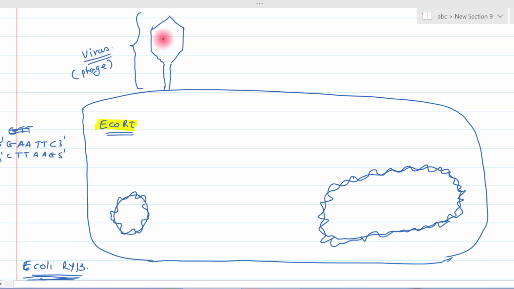It has DNA material. So suppose this virus is right now injecting its DNA into the bacterium. Half of the DNA is in the virus and half is in the bacterium. So what will happen is that EcoR1 will examine this DNA, and if it finds this sequence, say a GAATTC sequence is present on this DNA, and on the opposite strand it is CTTAAG, what will this enzyme do?